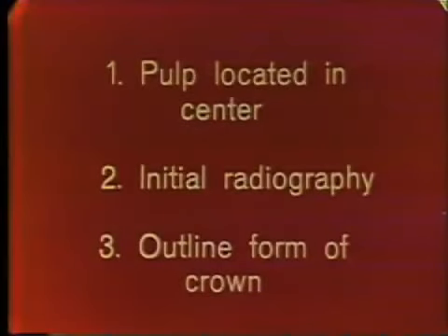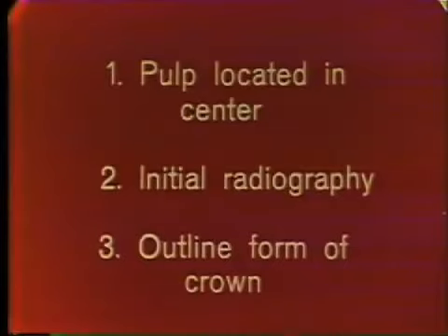Now, since the pulp lives inside the tooth where you can't see it, you have to use guides in order to visualize the size, shape, and position of the pulp. We generally rely on three guides to give us this information. The three guides that we use are the simple knowledge that the pulp is always located in the center of the tooth. We use the initial radiograph to give us information on the pulp. And also we use the outline form of the crown that we're working on to give us information of the outline form of the pulp.